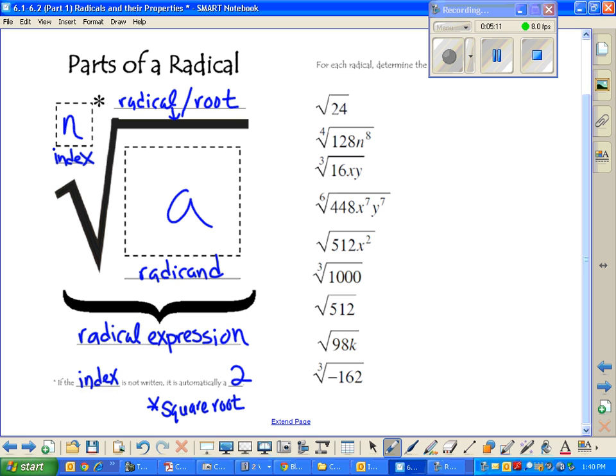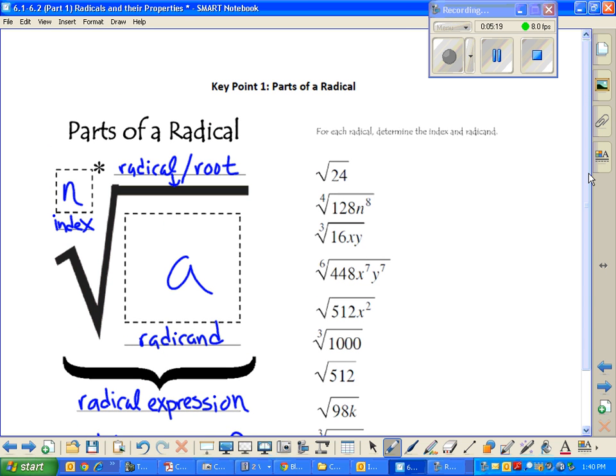So let's see if you understand the anatomy of a radical. What you're going to do right now is take a quick moment, and you'll see a list of radical expressions here off to the right. Your mission is to determine the index and radicand of each of those radical expressions. So next to each one, I need you to put the index and the radicand. Ready, set, go.